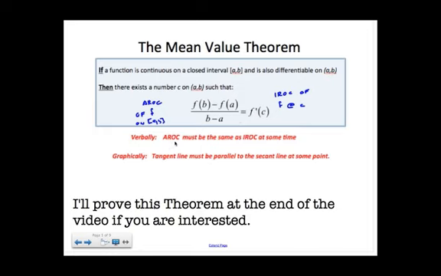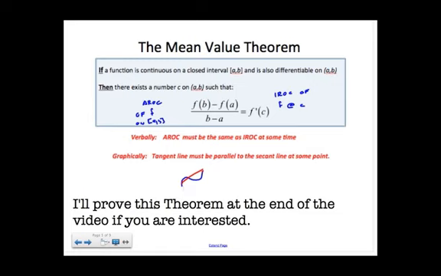Verbally, we'd say the average rate of change must be the same as the instantaneous rate of change at least one time, maybe more. And if we do this graphically, we're saying that the tangent line has to be parallel to the secant line at some point. And that's what you played with in class. We had a curve, and I labeled 2 points on the curve, and I connected those 2 points with a line, that's a secant line, and I asked you to try to drag the sliders so that you could create a tangent line that was parallel to that secant line.